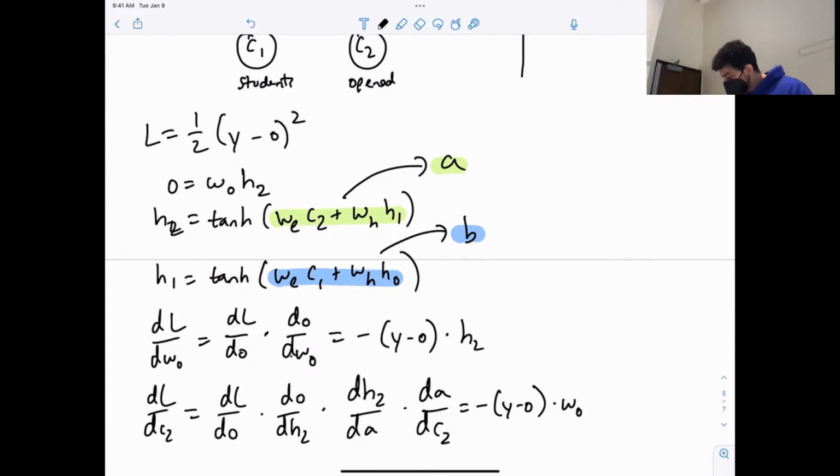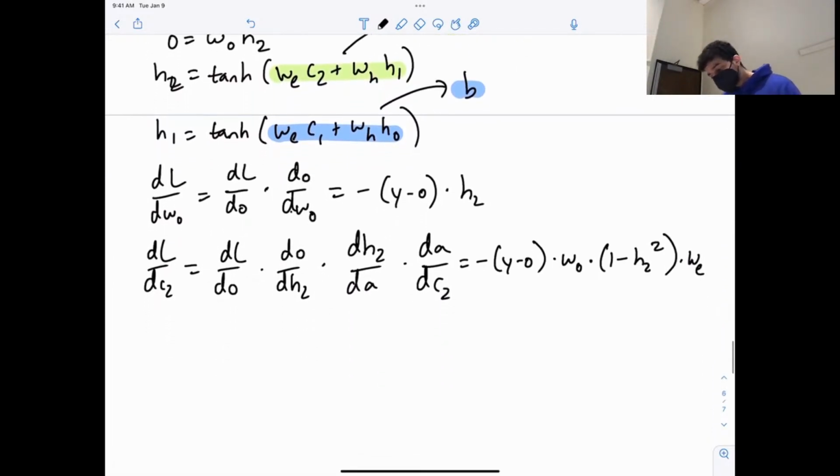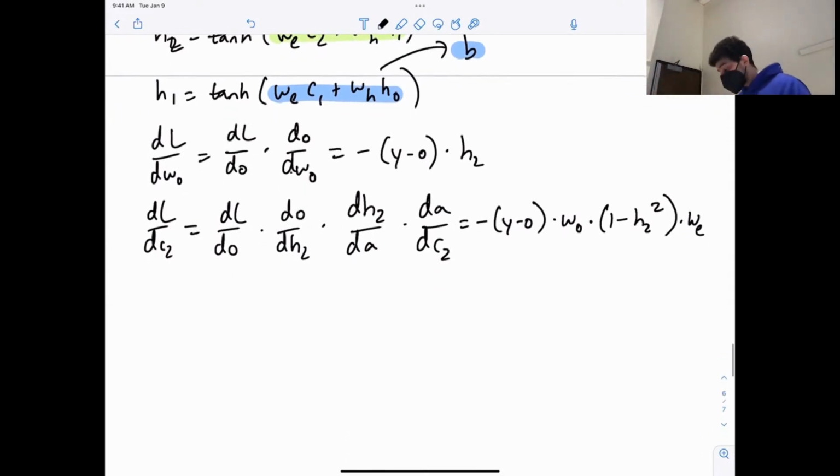This dO/dH2 is W sub o now, not h2. And then dH2/dA, that's just applying our tanh formula. So we get 1 minus h2 squared. And then finally we get dA/dC2, which is just W sub E. So, okay, nothing fancy here. We could do the same thing for C1 and get a much longer product of things.